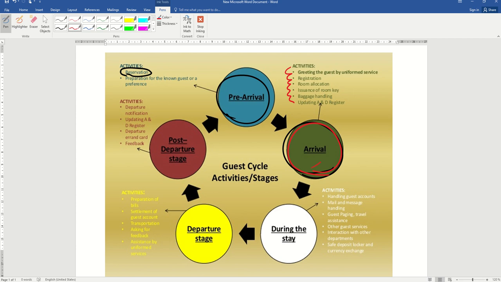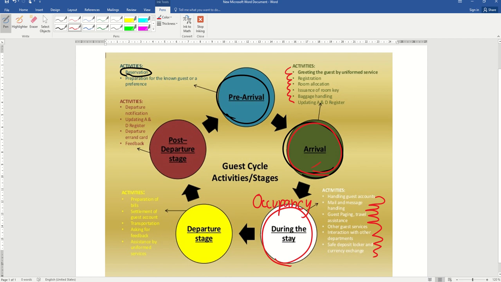During the stay, guests need help, information, or something happened in the guest room, or there's something wrong with the hotel staff. So that is during the stay, or occupancy, right? During the stay. Handling guests, and so on.